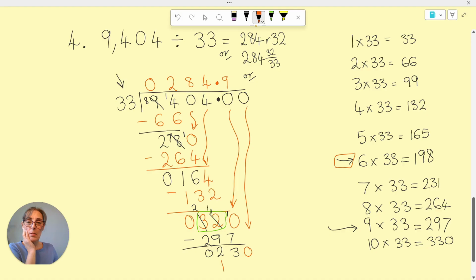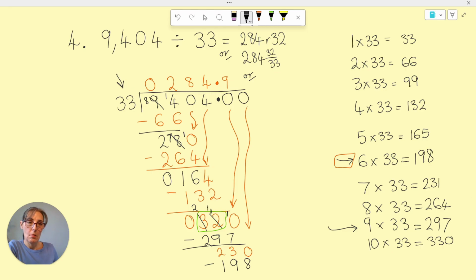Oh no, I did that the wrong colour, didn't I? 230. Let's keep it what it should be. It's going to be confusing, isn't it? Okay, so we're taking away, and that should be black. My apologies. I'm trying to make it easy, but I'm not, am I? I'm making it more complicated. That's 198.